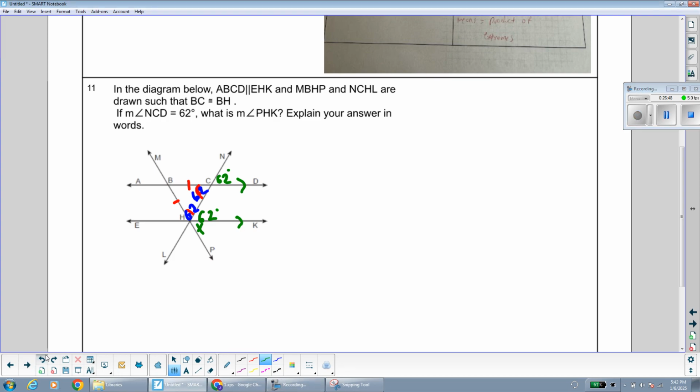Backtrack for one moment. Okay, let's go back to the triangle. Inside of the triangle, a triangle always has 180 degrees. So 62 plus 62 is 124. 180 minus 124 is 56 degrees. So right over here, this angle at the top is 56 degrees.